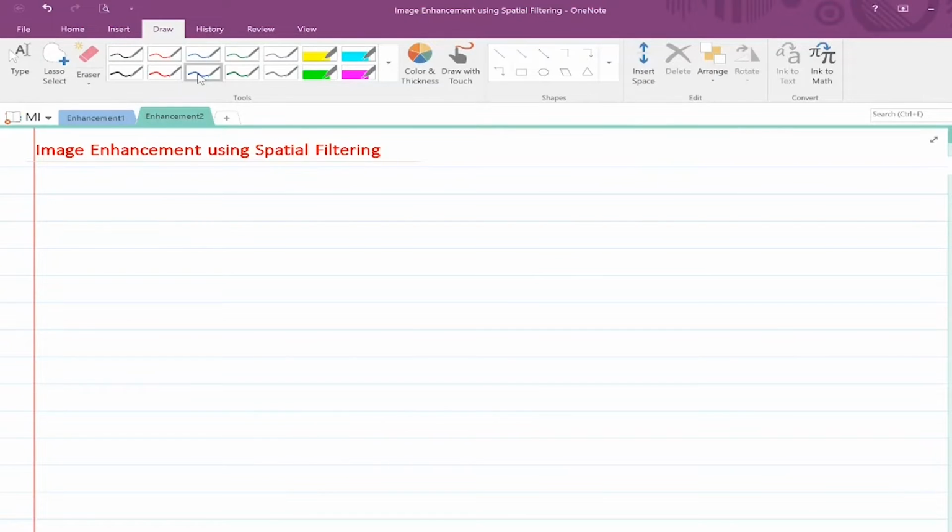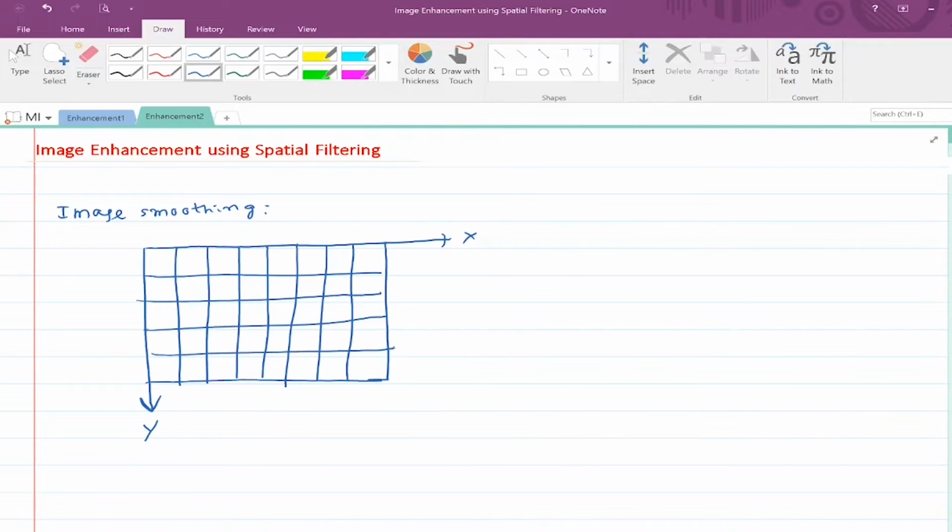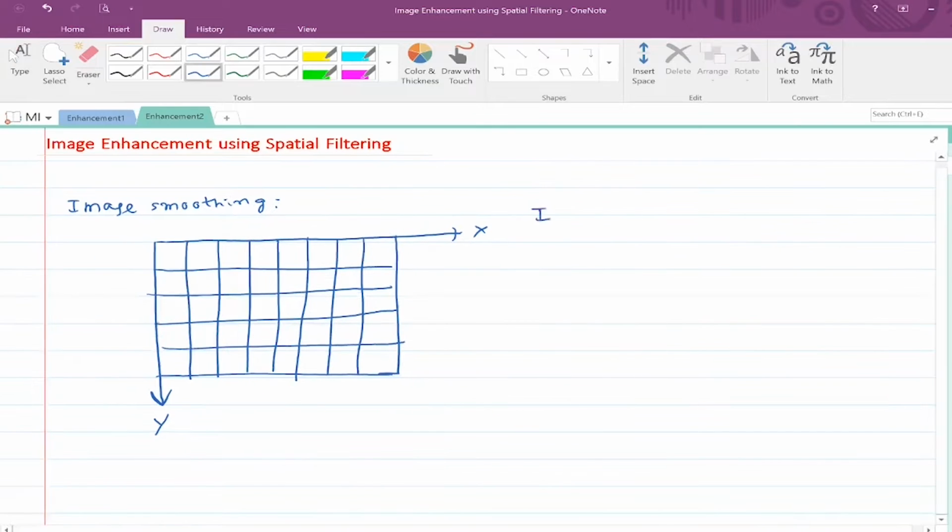Let us begin our discussion about image enhancement using spatial filtering with the help of some examples. To begin with, we will consider examples related to image smoothing in particular. Let's also draw a sample image here. Let this be x and this be y coordinates. Let each of those rectangular boxes represent each pixel. Let's call the image as I of x comma y.